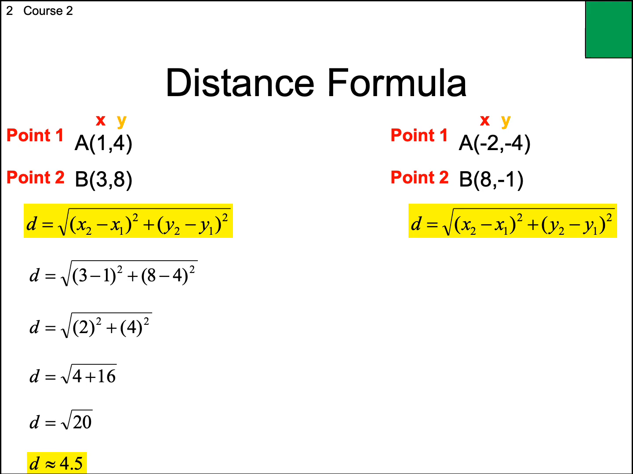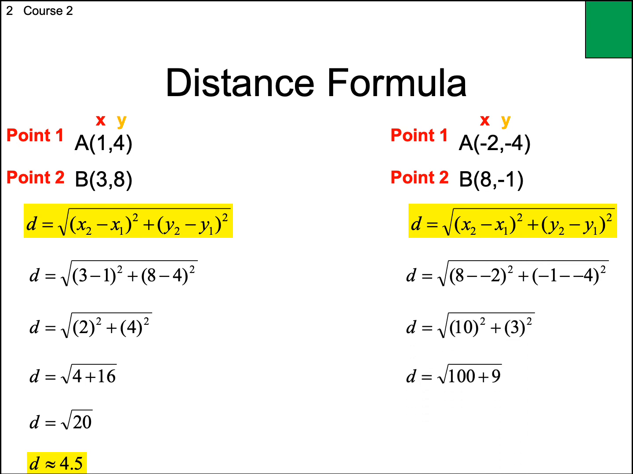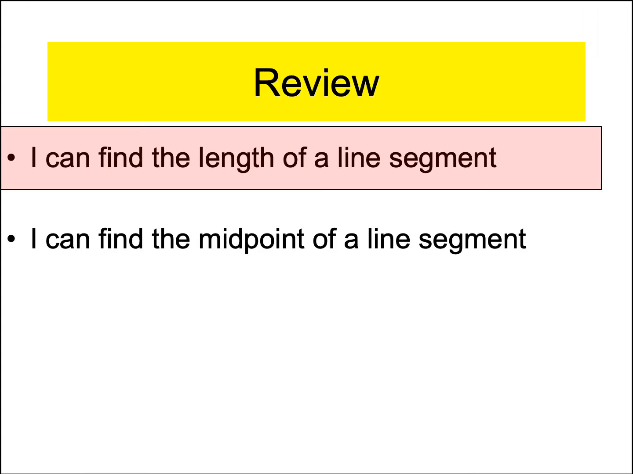Okay. Next one, let's see. That would be 8 minus 2 and negative 1 minus 4. The two negatives turn into a positive, so that's 8 plus 2, which is 10. Negative 1 plus 4, which would be 3. 10 squared is 100. 3 squared is 9. 109. And the square root of 109 is about 10.4. Cool? All right. For those of you that need to see that one more time, go ahead and rewind the video and watch that again.